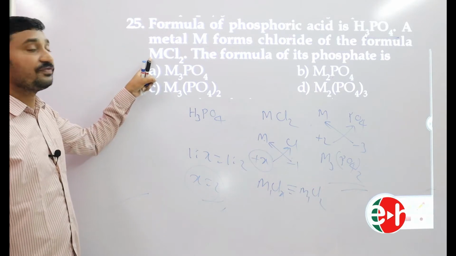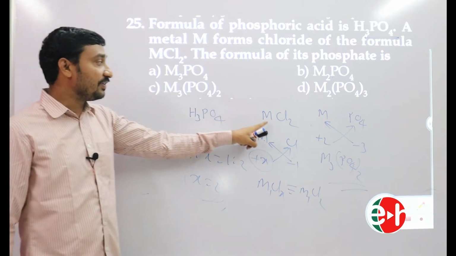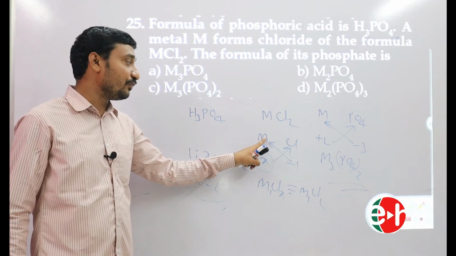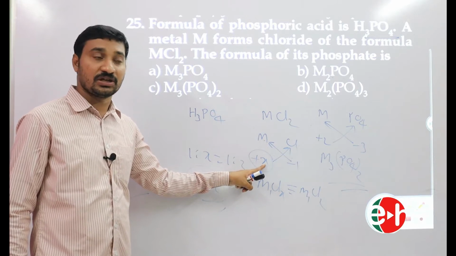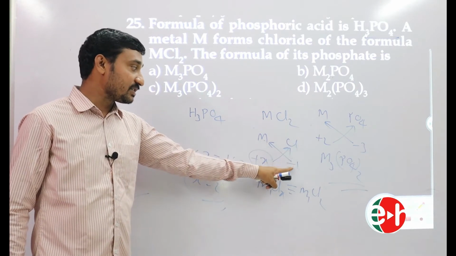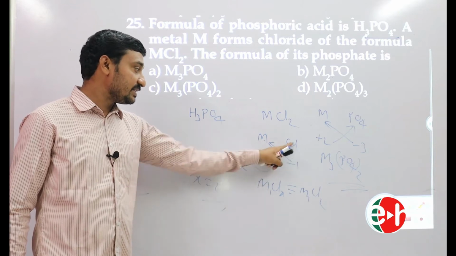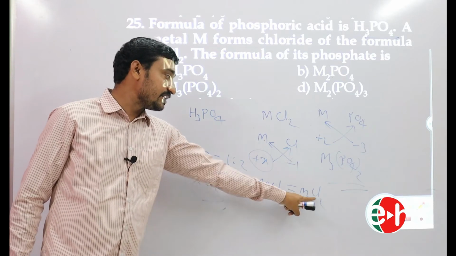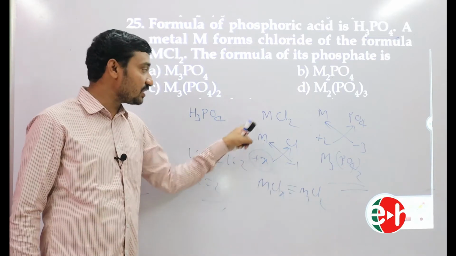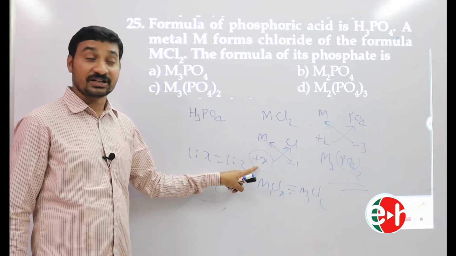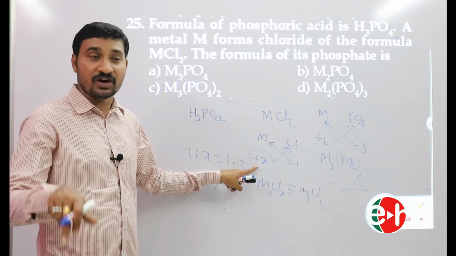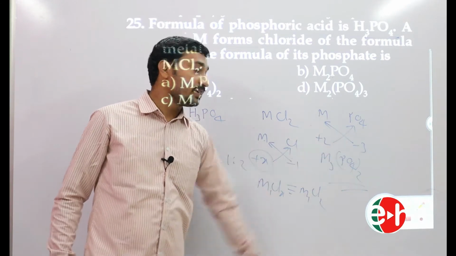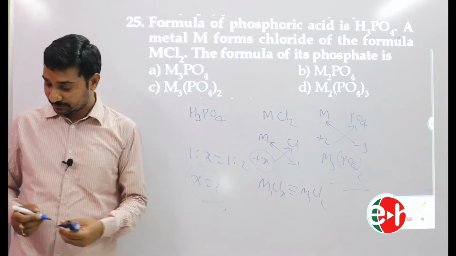Depending upon the given information, first you find the charge on the metal. Given formula MCl2, we don't know the charge on the metal. Let the charge on metal be X, chlorine -1. Crisscross: M1ClX is equal to MCl2, so X equals 2. So the charge on the metal is +2. Asking what? Its phosphate formula. Metal +2, phosphate -3, then M3(PO4)2. Okay, now? Next one.